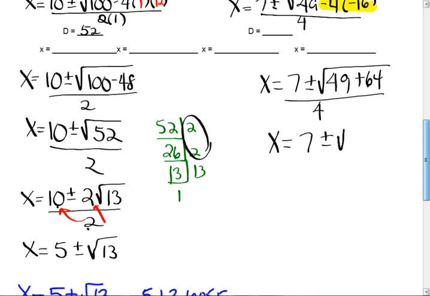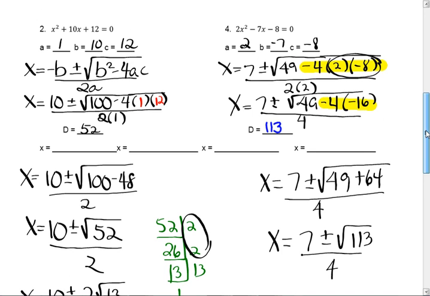7 plus or minus the square root of 113 over 4. Now what we're doing for tomorrow, can that be simplified any? Yes, it can. 113 is a prime number. What goes into it? Well, because I know my primes.